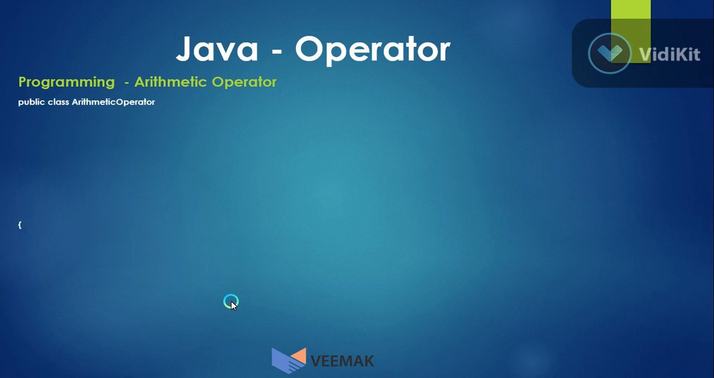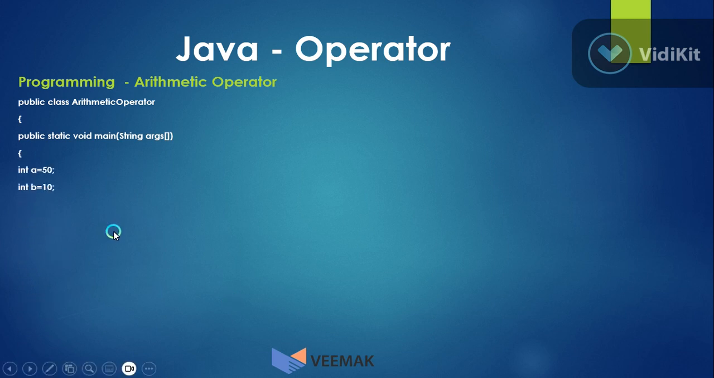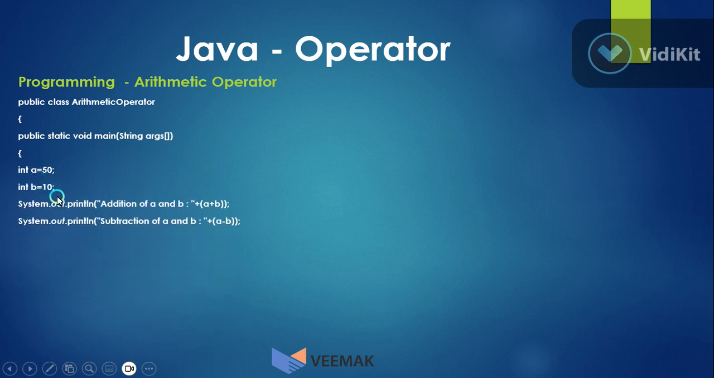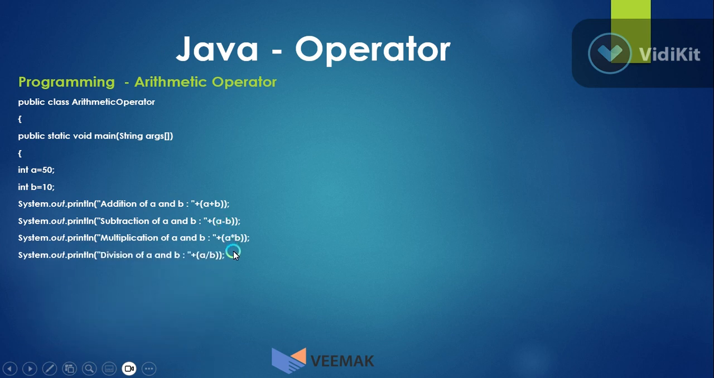Programming using arithmetic operators. I have created one class, ArithmeticOperator. Within it I have created one main method. I have declared two variables, a is equal to 50 and b is equal to 10. Now I am adding a plus b using the plus operator, subtracting using the minus operator, multiplication using the star operator. I am dividing a and b with the help of the backslash operator. Then I find the modulus remainder using the modulus operator.